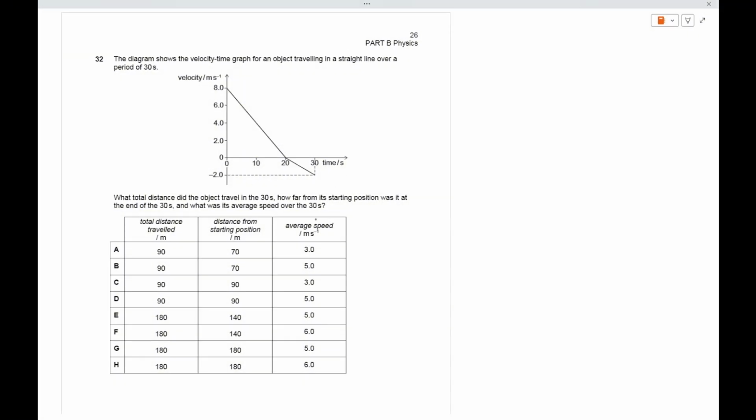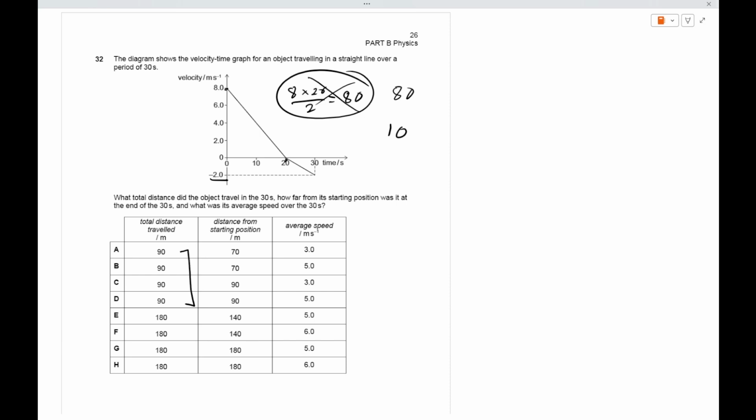Here we have to calculate 3 different quantities. The first thing we should calculate is the total distance. For that, we just have to add up the areas. Here this is a triangle of height 8 and base 20, so that's 8 times 20 divided by 2, which is just 80. Really simple. In the exam, you'd probably just write the 80. Here, very simple again. Height of 2, base of 10, so it's going to be 10. So the distance traveled is going to be 90.